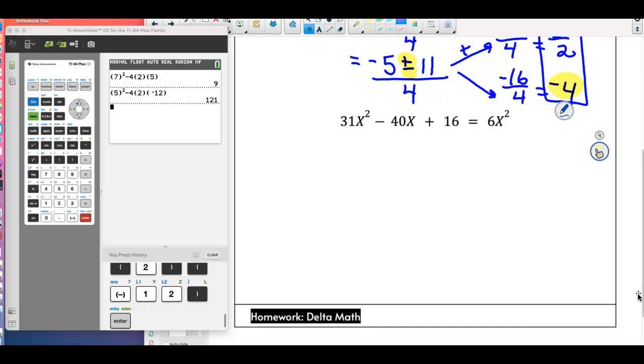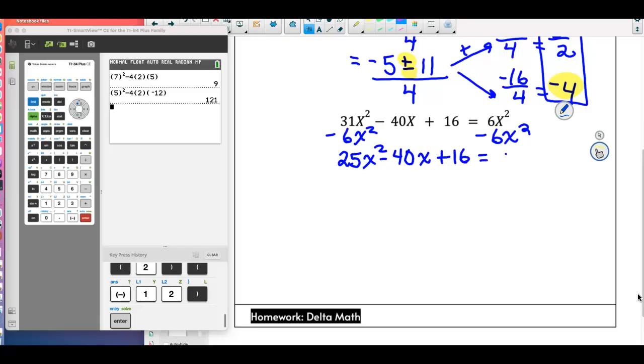All right. So I would challenge you to try this one on your own and then go work on the Delta Math, but I'm going to just do it for you. Step 1, get one side equal to 0. And again, this right side is so much easier to work with. I'm going to line that up underneath its like term, and I'm going to do 31 minus 6, which is 25. These numbers are going to be big. I'm going to be glad that I have a calculator.